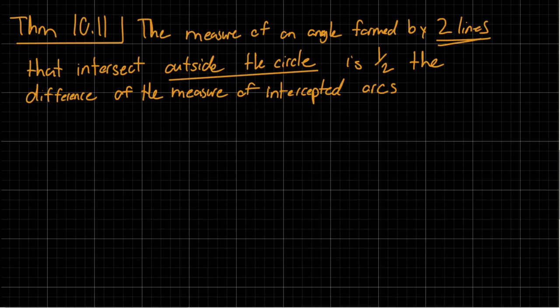You have a circle. You have two lines that are going to go through the circle or touch the circle somehow. And then they're going to meet outside the circle, forming an angle. Draw whatever you think.